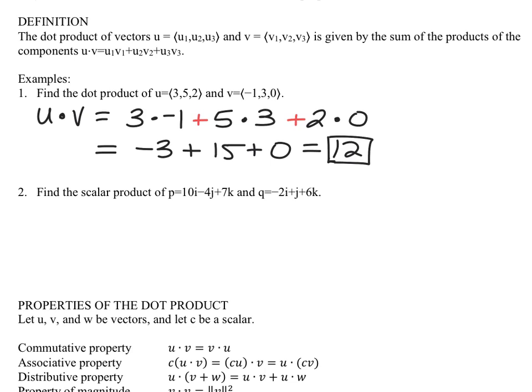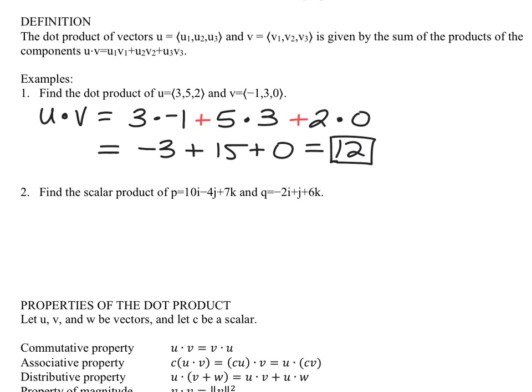I don't think we have time for it tonight, but I will talk to you about what this 12 means, because that's kind of important. But for now, we'll just work on the skill. All right. For number 2, it says find the scalar product. Scalar product and dot product are synonymous. They mean the same thing. So dot product.